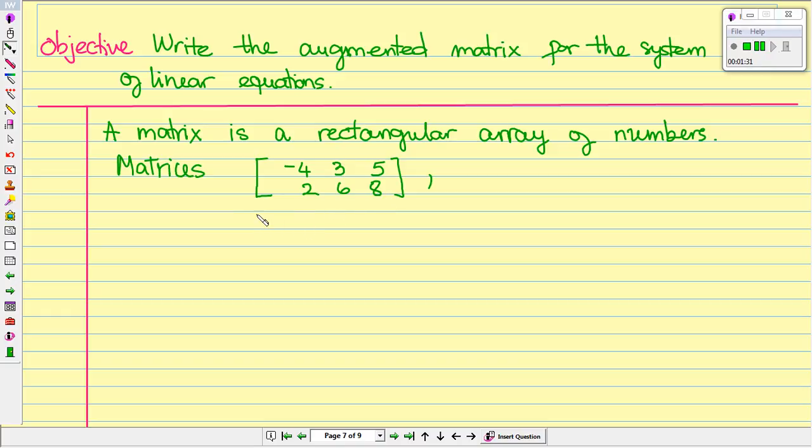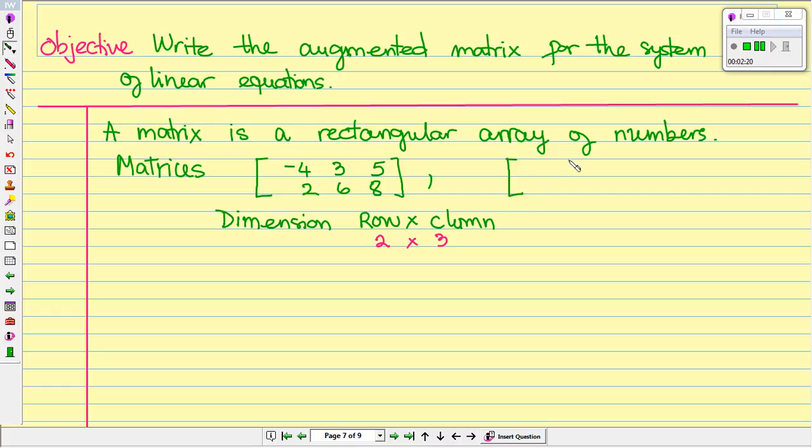Now if I talk about the dimension of this matrix, you will put row first and then column next. Okay, so therefore for this matrix, the dimension will be 2 by 3. Okay, let's look at the next matrix here.